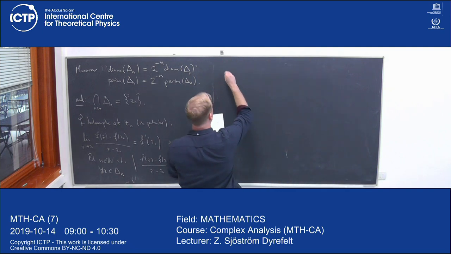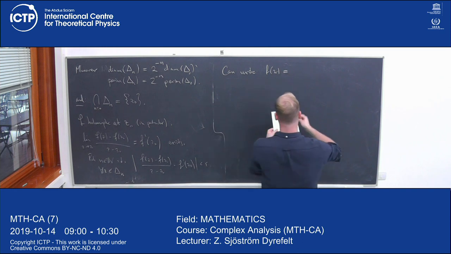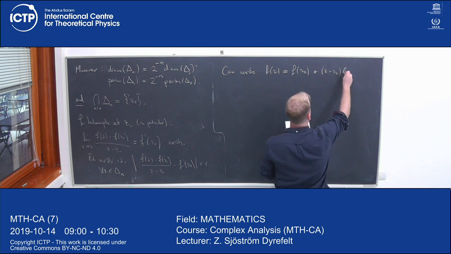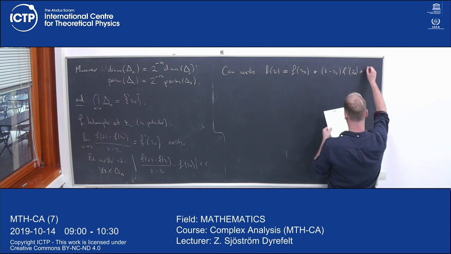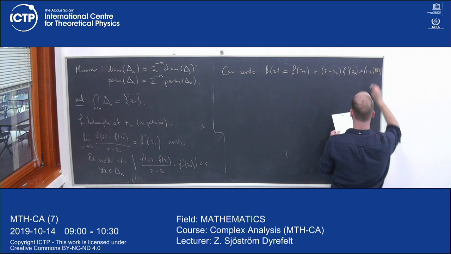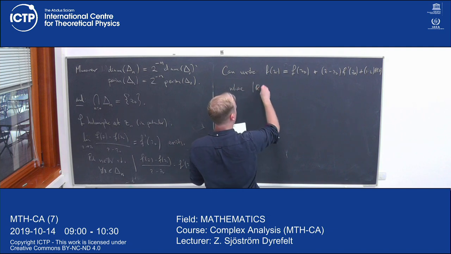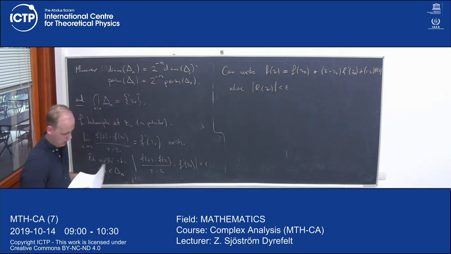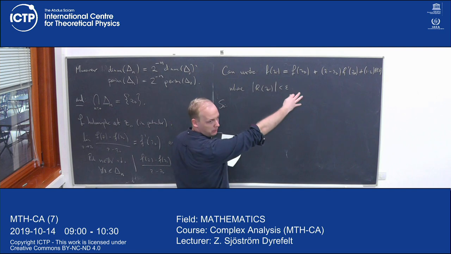And now again, we can write f of z is equal to f of z0 plus z minus z0 times f prime of z0 plus some remainder term, right? I will write it this way: plus z minus z0 times r of z, which is the remainder, where the absolute value of r of z is less than epsilon.